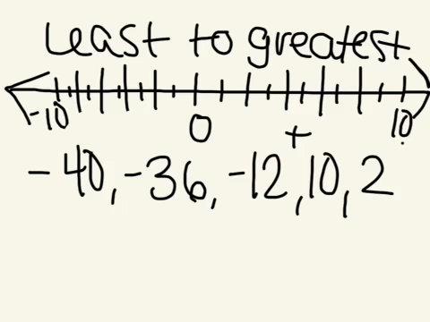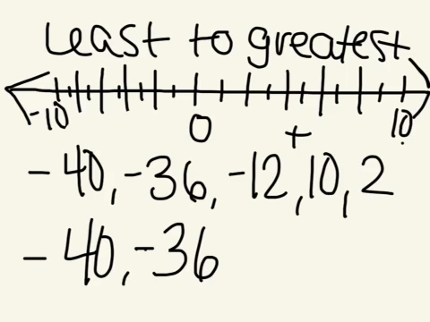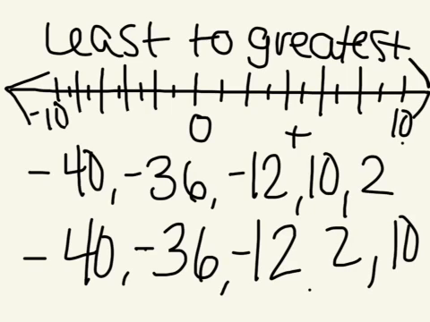So the furthest left, which would be the furthest away from 0 to the left side. Okay, I know my negative 40 is going to be the furthest away to the left, and then negative 36, and then negative 12, and then 2, and then 10.